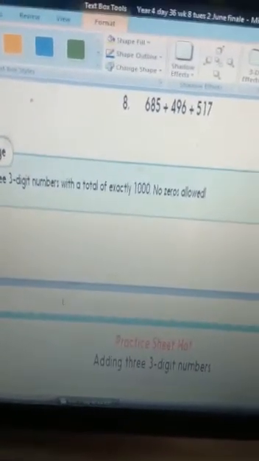So if you can do those for the rest, this is the mild sheet. And then you've got a little challenge. So you can find three digit numbers with a total of exactly 1000. No zeros allowed in your digits, only using digits 1 to 9. And then you've got your hot sheet. Again, three digit numbers, and then a little challenge, which numbers can get exactly to 1111.